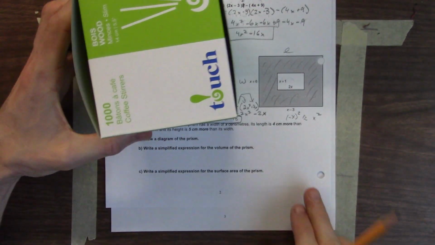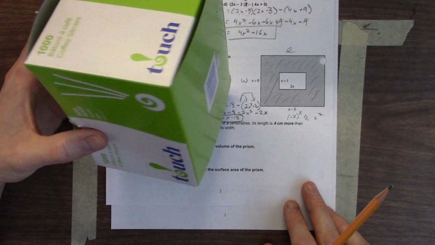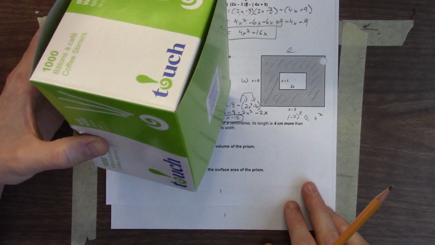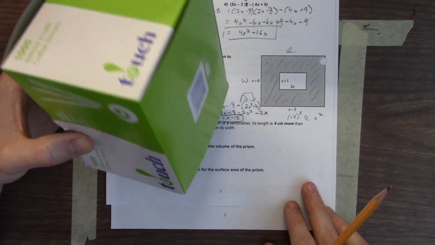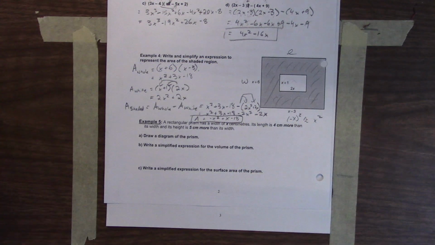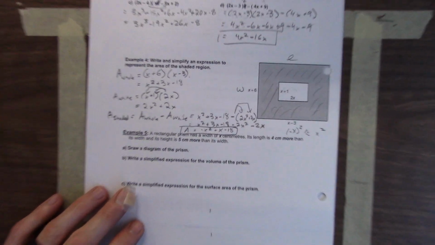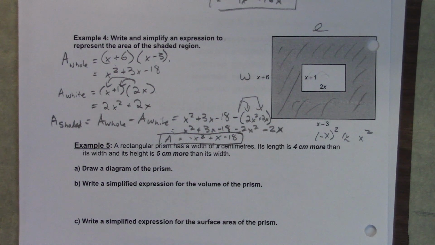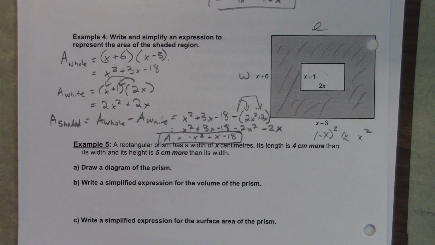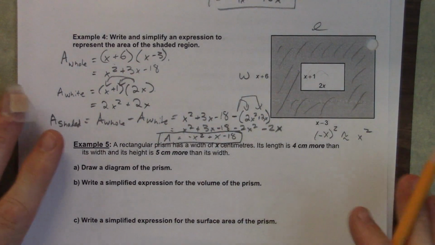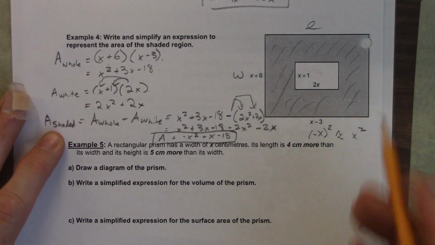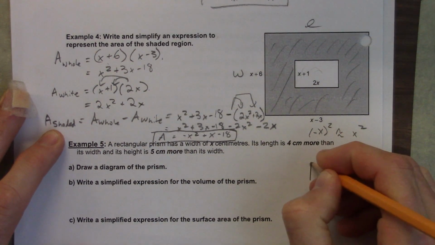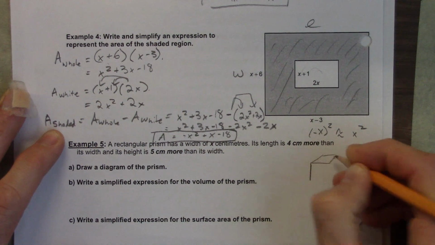This is a rectangular prism. Okay? It's like a square sphere, right? It's a prism. It's a 3D object that is rectangular. This is a rectangular prism right here. Okay? So we're going to draw a diagram of the prism. So I'm just going to do my best effort here and draw a 3D prism.